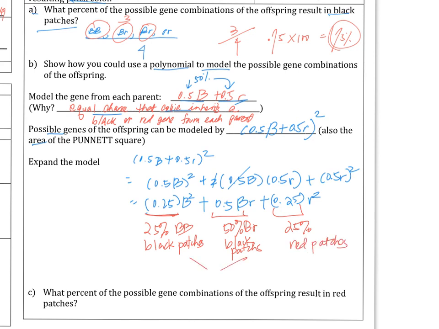And we can total these up, the BB and the BR, to be 75%. So this is from part A. Now, part C asks you, what percent of the possible gene combinations of the offspring result in red patches? So we have it here, 25% of the possible gene combinations results in red patches. Okay, and this concludes the lesson.